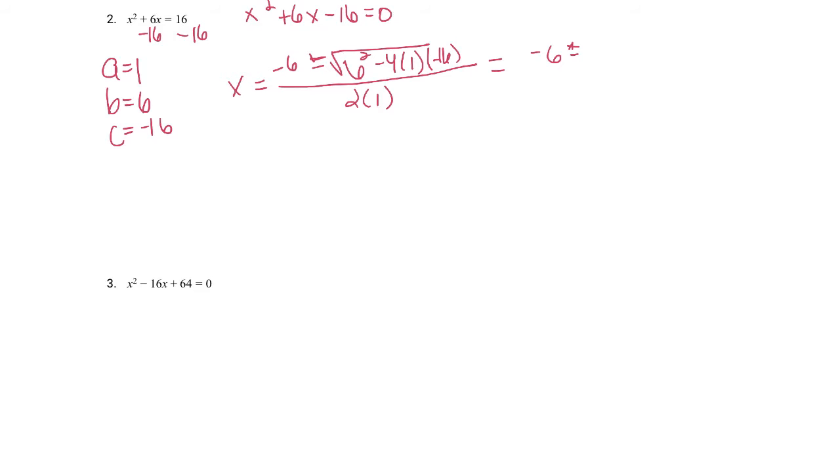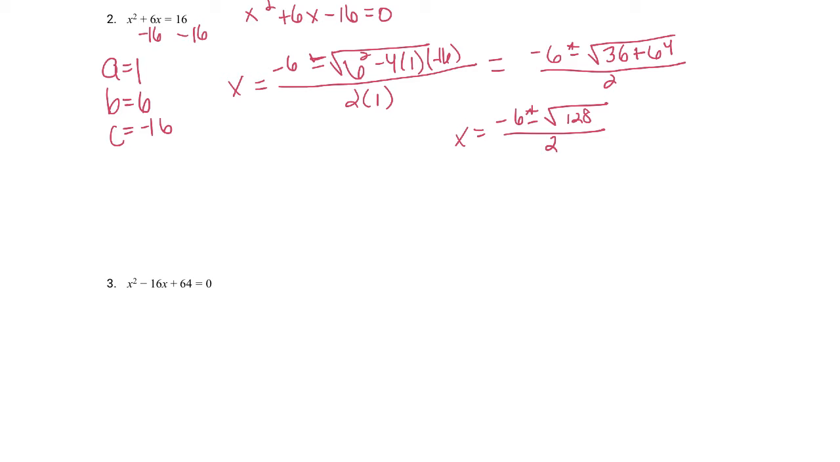Negative 6 plus or minus 36. And then negative 4 times 1 times negative 16 is plus 64. And that's all over 2. Well, 36 plus 64 is 128. So that's x equals negative 6 plus or minus the square root of 128 all over 2. Now, 128 is not a perfect square, so we'll have to simplify.